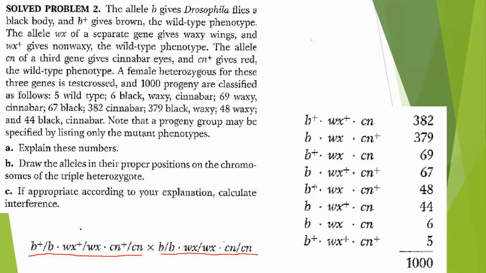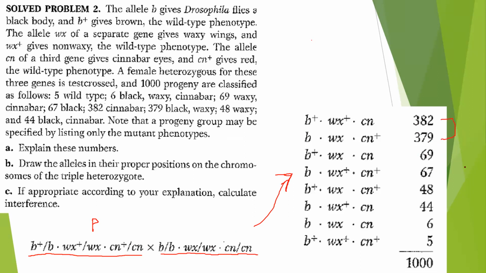The first parent here is the trihybrid, right? We have 3 genes, and each one has a heterozygous locus. And we test cross this one with the tester, which is the triple homozygous recessive. And this is the data. In the test, I'm going to give you data like this. Those are the data. Immediately you can identify which 2 categories represent the parental type, right? Because these are the 2 big numbers, the greatest numbers.